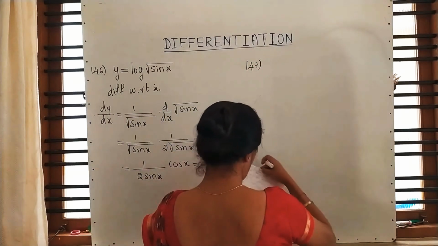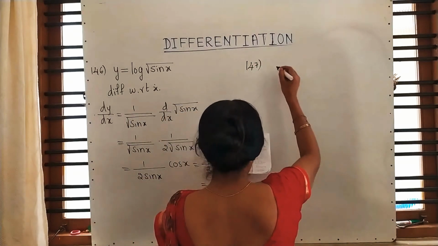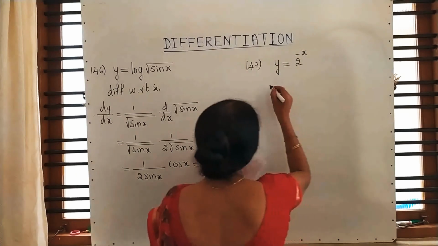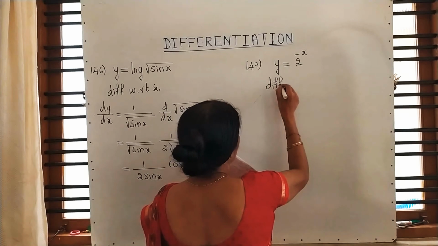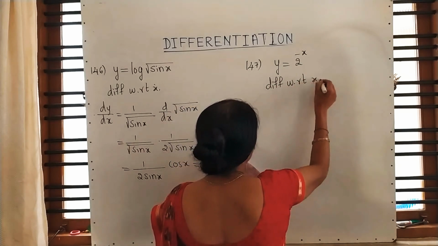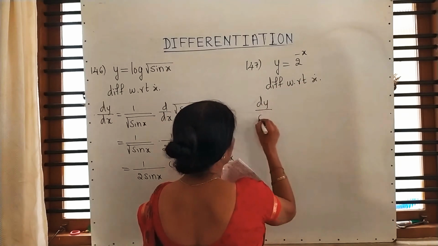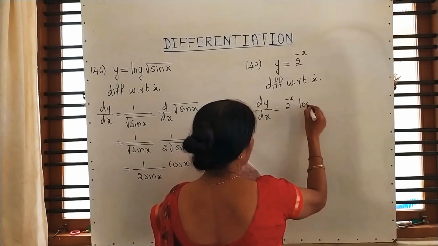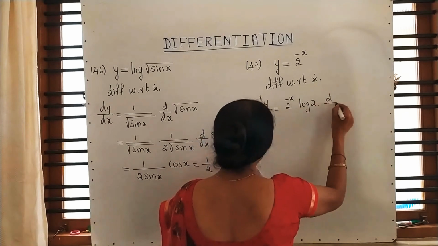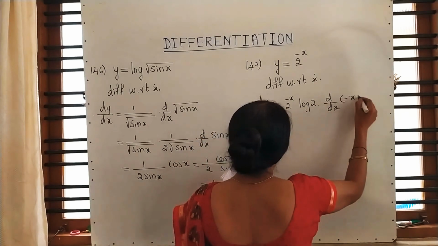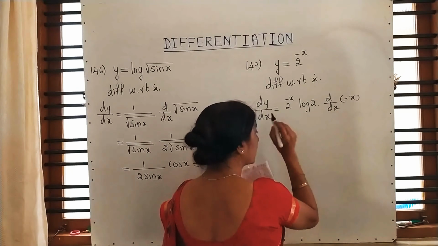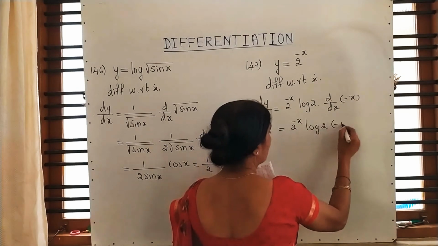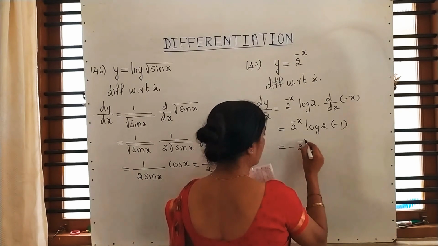Question number 147. That is y is equal to 2 raised to minus x. Differentiating with respect to x. See, it is in the form of a raised to x. It is 2 raised to minus x log 2 into differentiation of minus x, because the power is other than x. Minus x is minus 1. So I am writing like this.